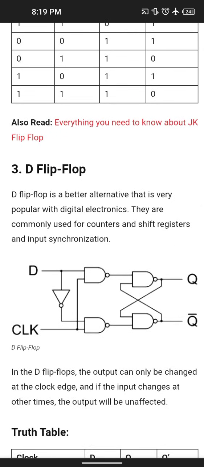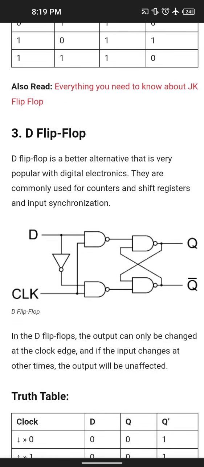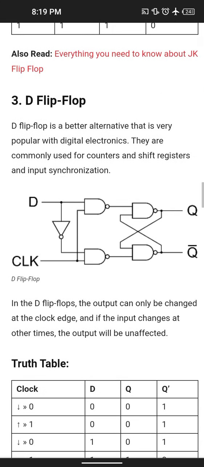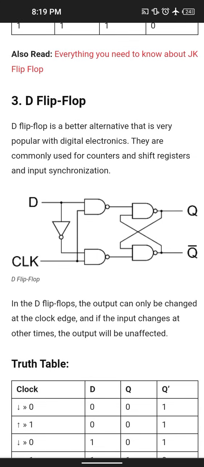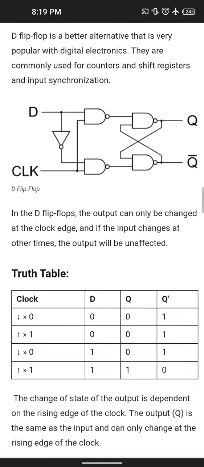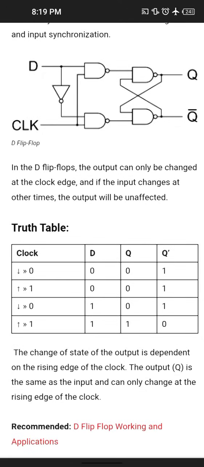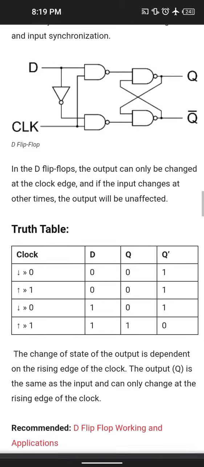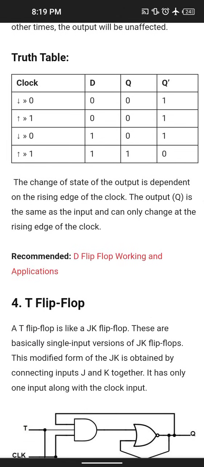The third, D flip-flop. D flip-flop is another upgraded version of JK flip-flop. In this we can use a NOT gate and take an input D, and the output is Q and Q bar. This is the truth table of D flip-flop, and the fourth one is T flip-flop.